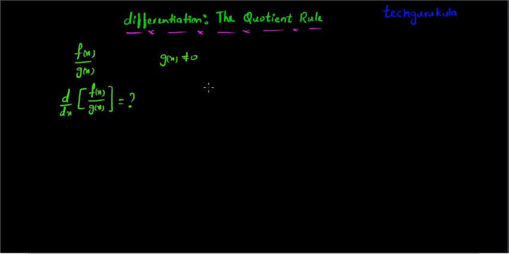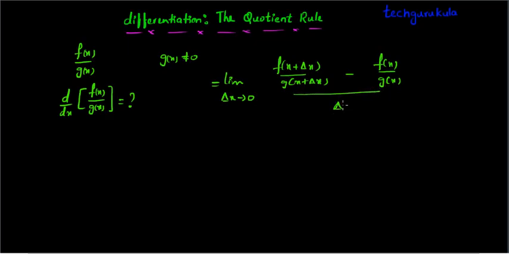We're going to use the basic definition formula of the derivative of a function, and use that to derive the derivative of the ratio of the functions. So we can write the basic equation: limit del x tends to 0, f of x plus del x over g of x plus del x, substituting x plus del x in place of x in the whole function, minus f of x over g of x, whole divided by del x.